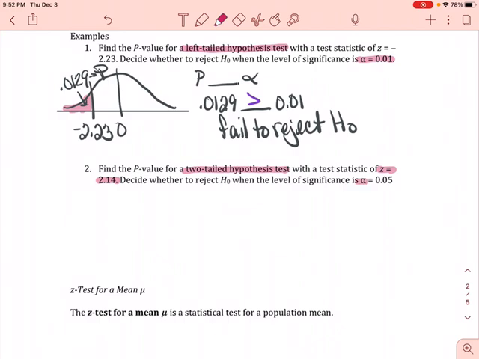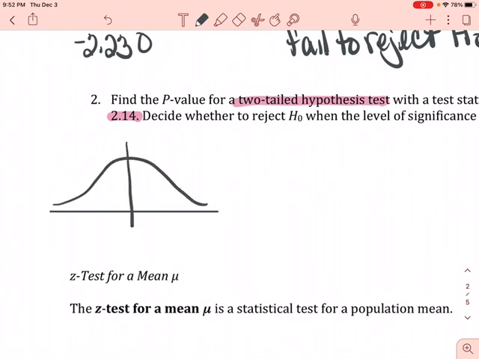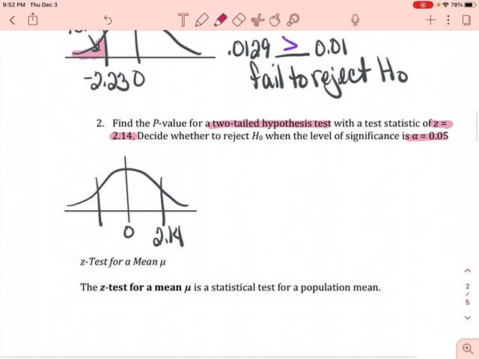Okay, so the first thing I'm going to do is draw my picture for a two-tailed test. Again, can't tell you how important it is to be able to draw your picture. So 2.14 is a positive value, but we're going to actually color both sides of the world here, okay, because it's a two-tailed test. And we have to look up 2.14 in our z-chart.